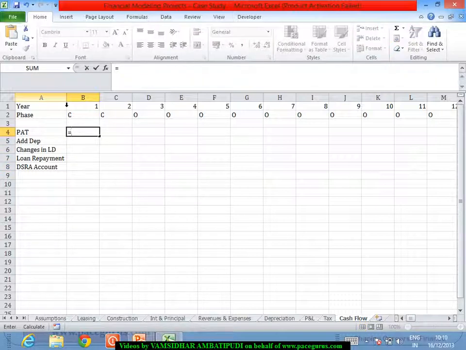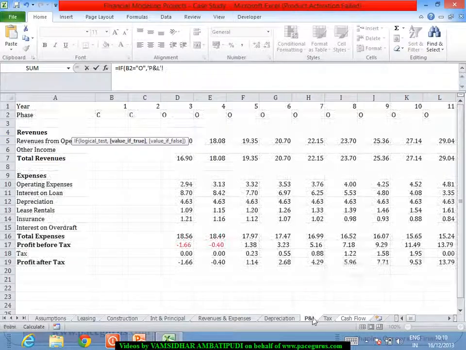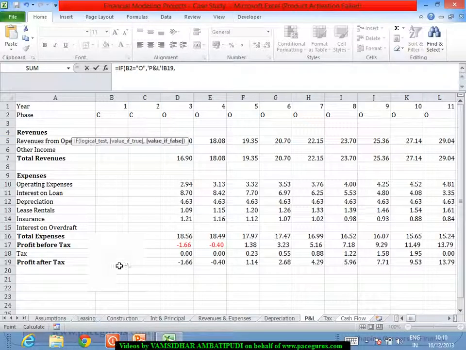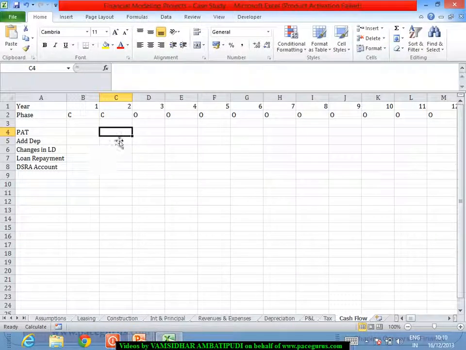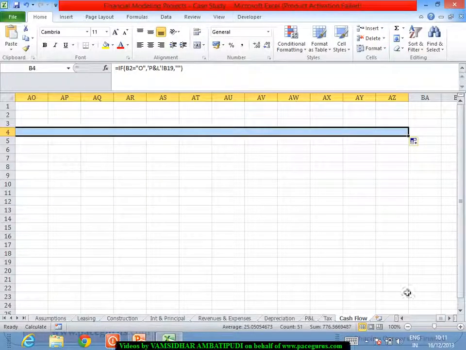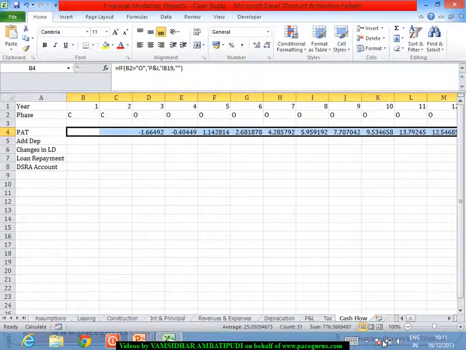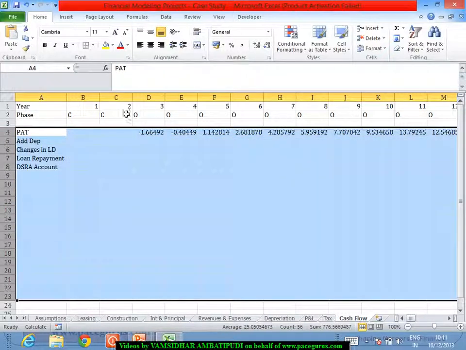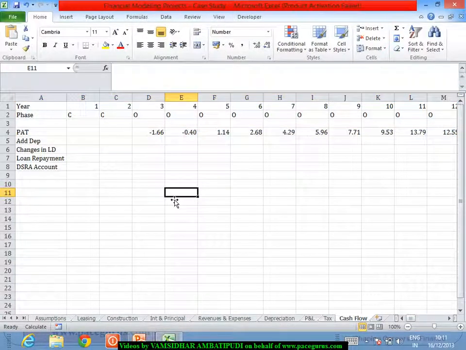So let me start looking at the PAT. Again, all these are applicable to my operation years only. So if this is equal to O, then from the P&L statement I will get the PAT and put it up, otherwise a blank. So the P&L is resulting in a PAT of blank here, and I can even take it till the last, up to the AZ column. The PAT is coming from all these locations, and if possible I can apply some formatting features on top of these. So this is the PAT.